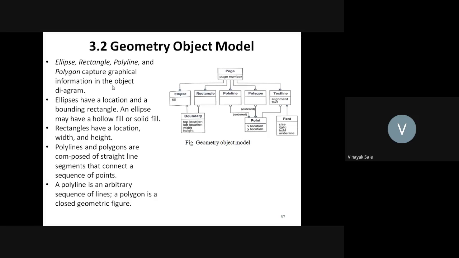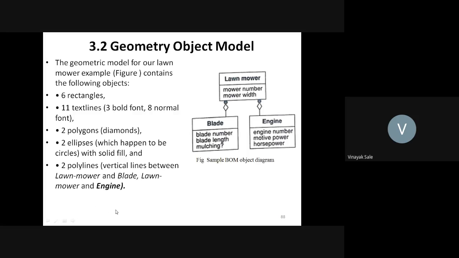Rectangles have a location, width, and height. Polygons are composed of straight line segments that connect a sequence of points. A polyline is an arbitrary sequence of lines, and a polygon is a closed geometric figure.